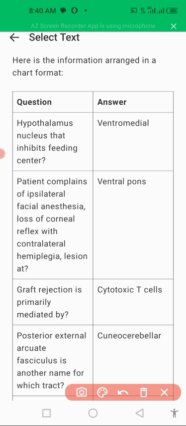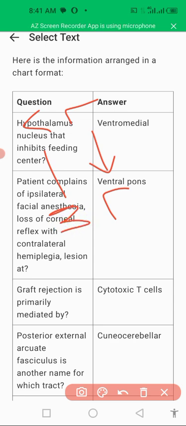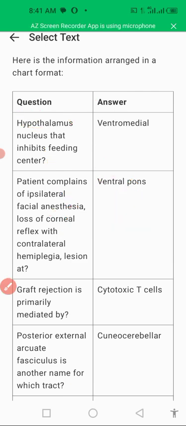And these questions, first one is: the hypothalamus nucleus that inhibits feeding is the ventromedial nucleus. Now you can use this mnemonic: lateral nucleus makes you lean, and ventral nucleus makes you massive. Now when the ventromedial nucleus of the hypothalamus is lesioned, you will become lean. So the hypothalamus nucleus that inhibits feeding is ventromedial. That is why you become lean. So in this way you can memorize this.